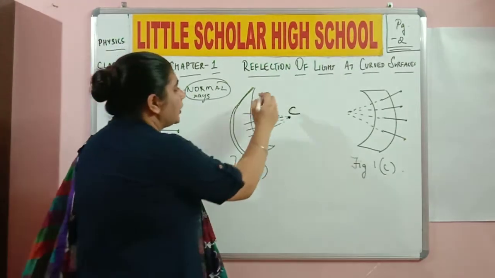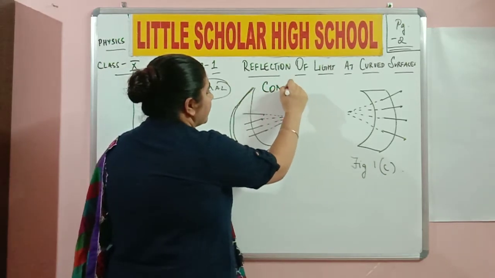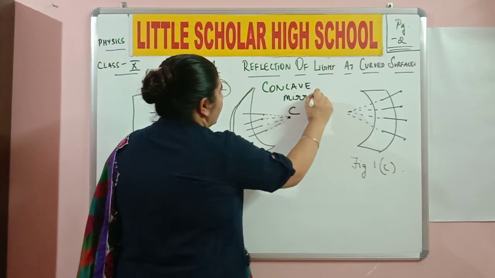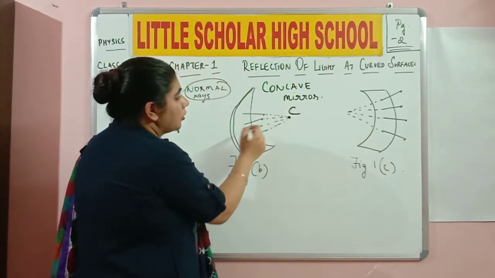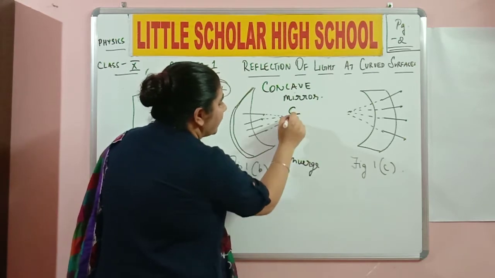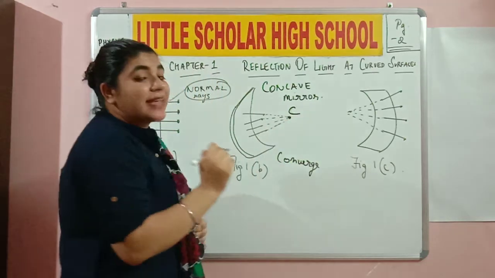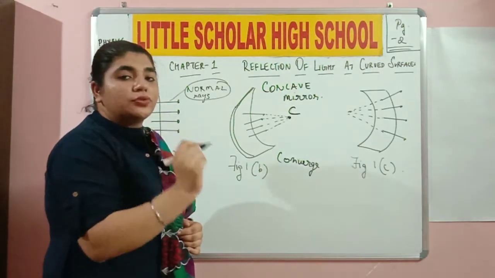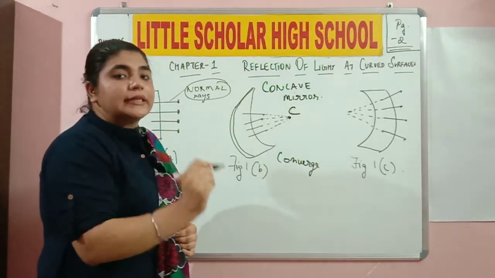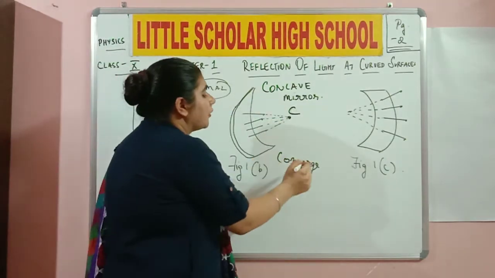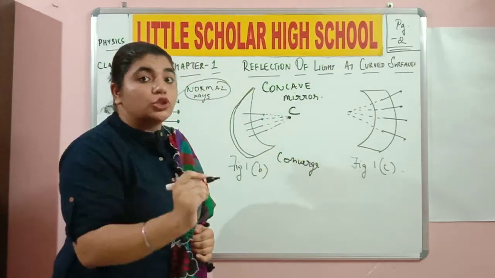So for your convenience, I am going to write here as the concave mirror. Remember, in the concave mirror, the normal rays are going to converge. The point at which they are meeting is called as the center of curvature. Remember, the point at which the normal rays are meeting is called as the center of curvature. That is why the concave mirror is also called as the converging mirror.